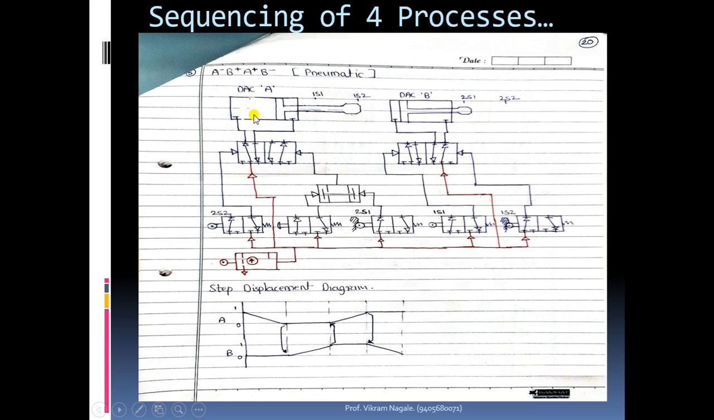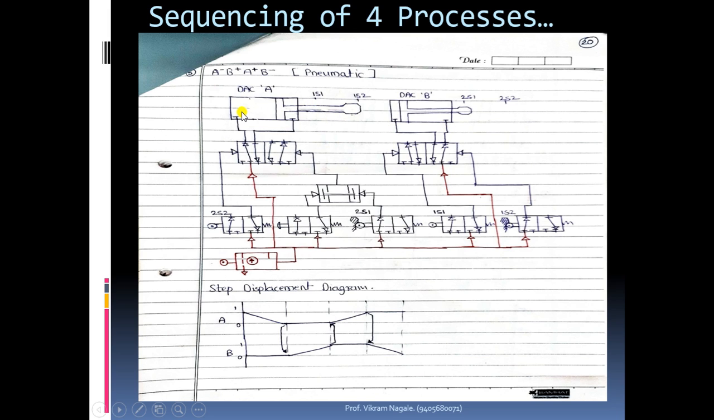Initially we want to show A minus, that means this should be shown as initially extended, and this one should be drawn as initially retracted. After deciding the position or condition for this cylinder, we have to decide which component we have to draw over here in order to control that cylinder.